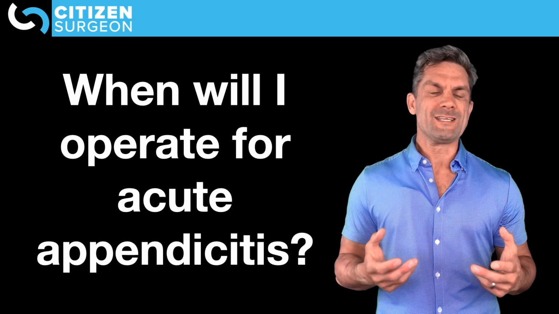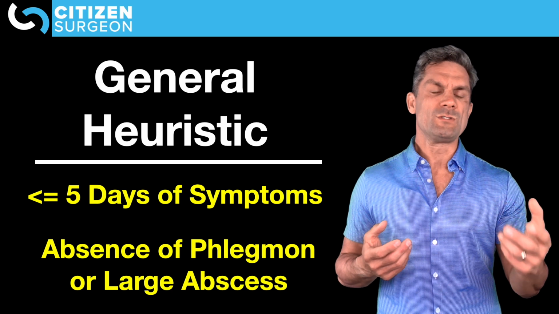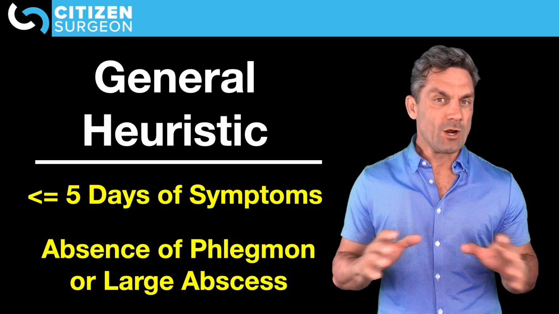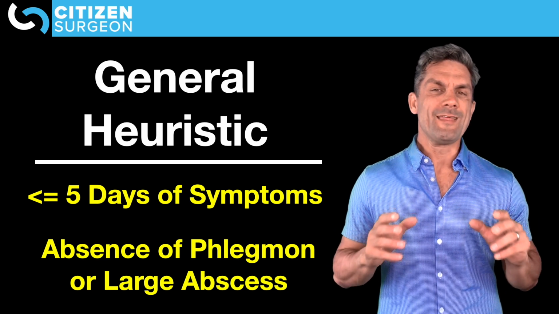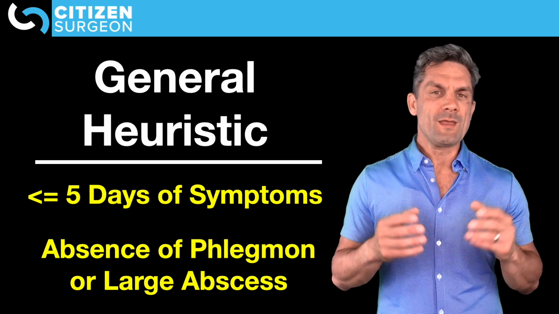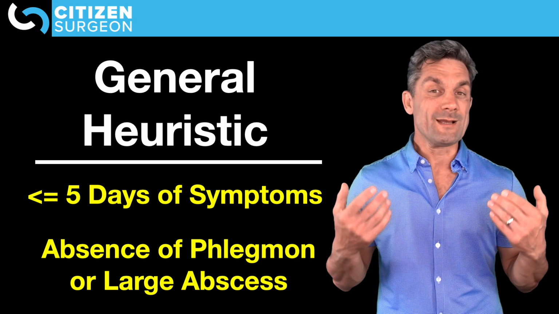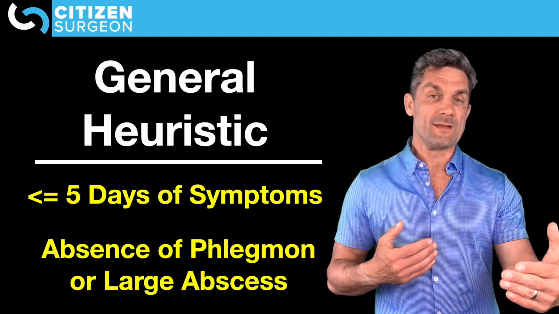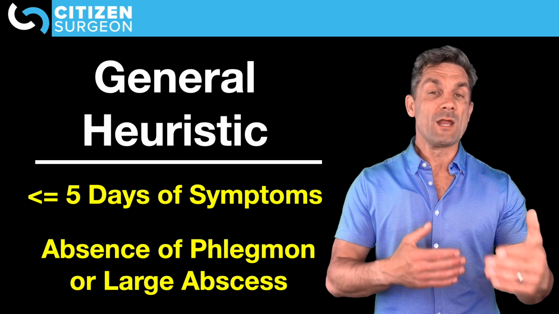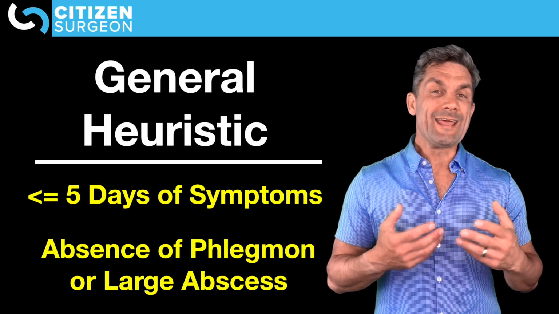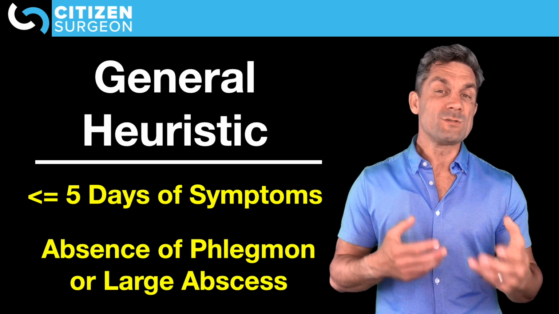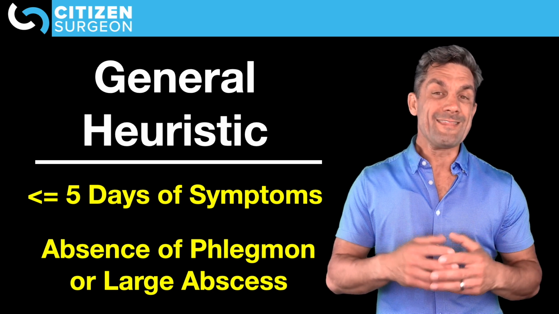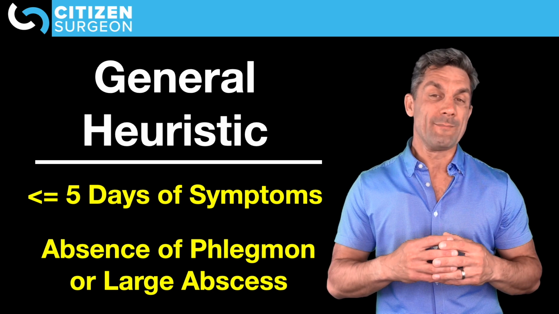My general approach is if I have a patient that has less than or equal to 5 days of symptoms, and on imaging there's no evidence of a large phlegmon or a large abscess, then I will proceed with operative management of that appendix, and I will take out the appendix myself using a laparoscopic approach. If I have a patient that has greater than 5 days of symptoms or has a large phlegmon or an abscess, then I'll consider an initial non-operative approach, perhaps with a CT-guided or an imaging-guided drain placement to drain that abscess, and then an interval appendectomy down the line at about 12 weeks.